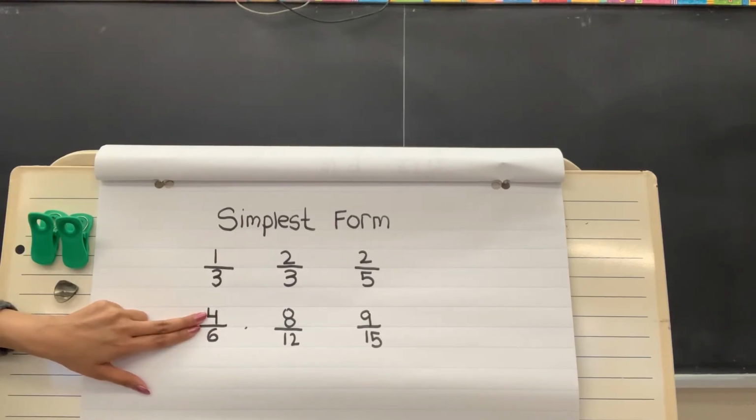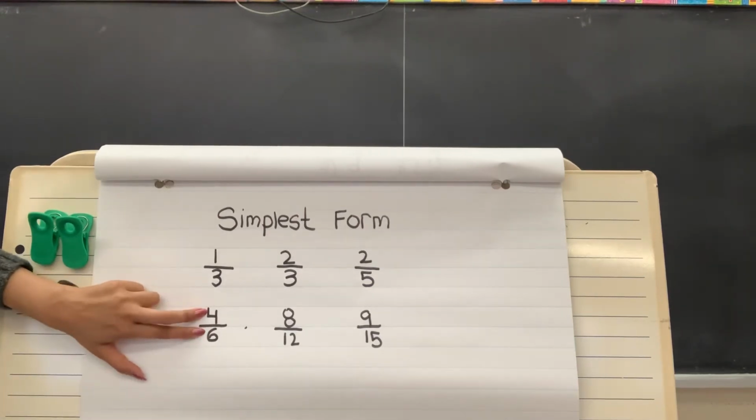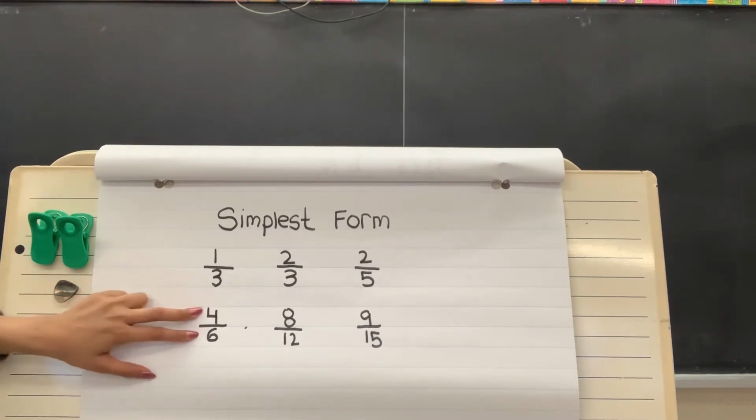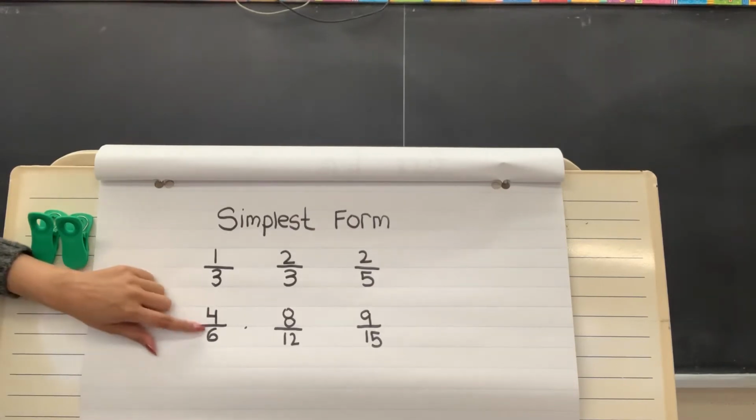Okay, so we need to remember these terms, simplest and simplify. These are two terms you need to remember for this lesson. So anytime our fractions are in even numbers, they are not considered to be in simplest form. The next one is if both the numerator and denominator can be divided by 2, because both of these can be divided by 2, therefore they're not yet in simplest form.